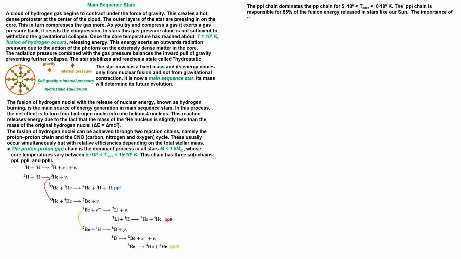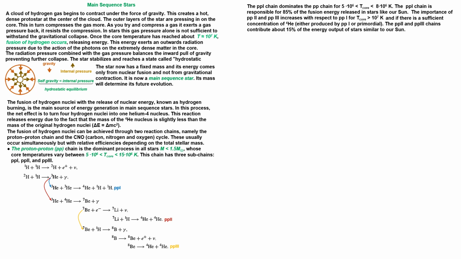The importance of proton-proton 2 and proton-proton 3 increases with respect to proton-proton 1 for core temperatures above 10 to the 7 Kelvin, and if there is a sufficient concentration of helium-4. The proton-proton 2 and proton-proton 3 chains contribute about 15% of the energy output of stars similar to our Sun.